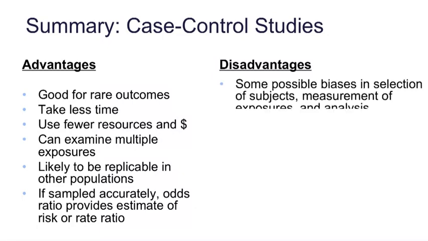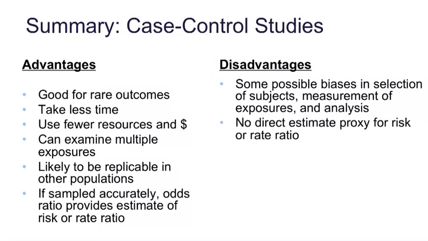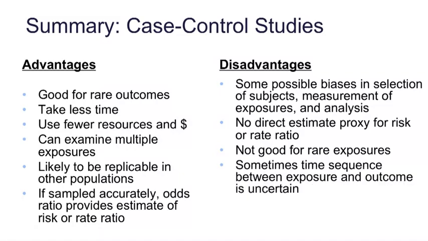Disadvantages include that there might be some possible biases in the selection of the subjects, measurement of the exposure, or the analyses. Also, a case control study does not provide a direct estimate for the risk or rate ratio. Also, they are not good for rare exposures. The time sequence between exposure and outcome is uncertain.